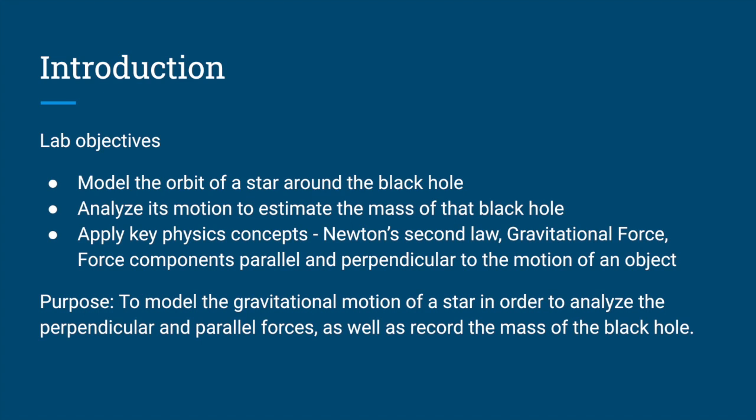This lab was conducted with several objectives in mind, including modeling the orbit of a star around a black hole, analyzing the motion of the star in order to estimate the mass of the black hole, and applying key physics concepts such as Newton's second law, gravitational force, and force components parallel and perpendicular to the motion of an object. The purpose of this lab is to model the gravitational motion of a star about a black hole in order to analyze the perpendicular and parallel forces, as well as to calculate the estimated mass of the black hole.